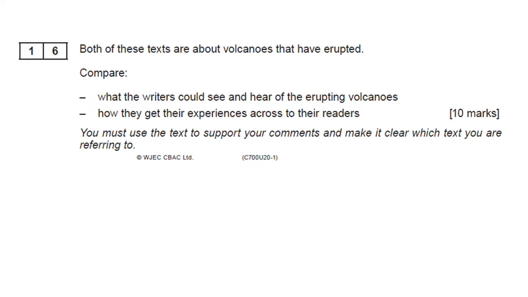Right, so let's have a look at the question. Let's launch straight in. Both of these texts are about volcanoes that have erupted, so you'll be given a nice little summary of what they're about, which is very useful. And they're asking you to compare what the writers could see and hear of the erupting volcanoes and how they get their experiences across to the readers. It does tell you to use the text to support your comments, so quotations, and to make it clear which text you're referring to. So you've got your what and you've got your how, as always, but the same as the synthesis question.